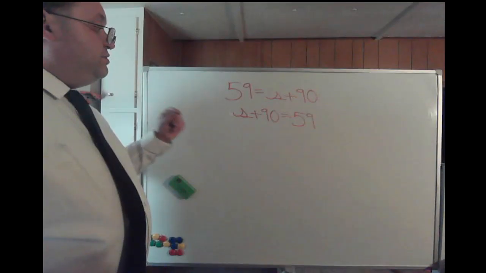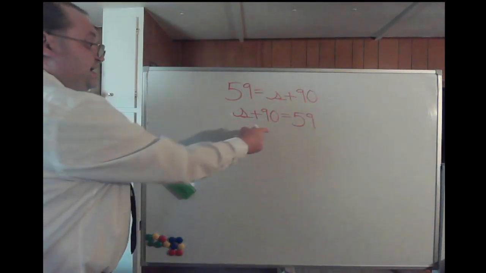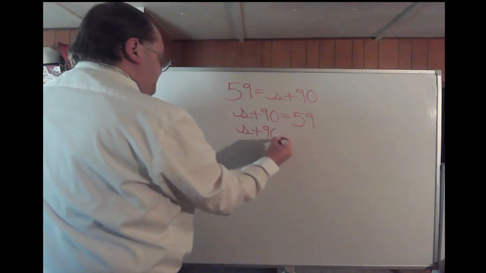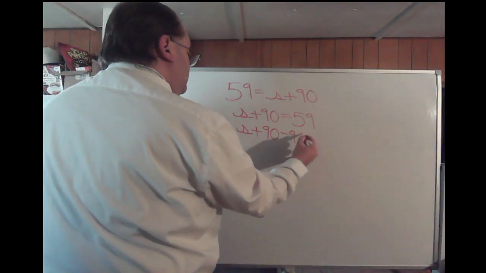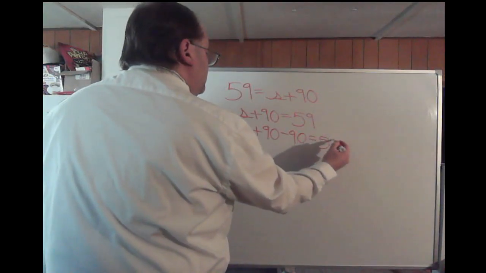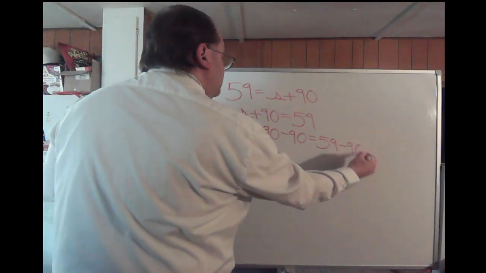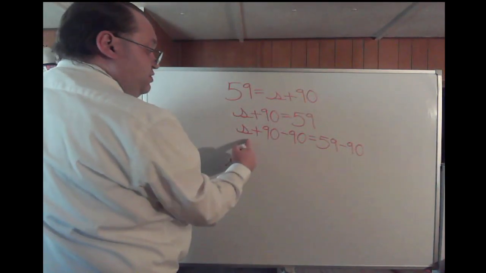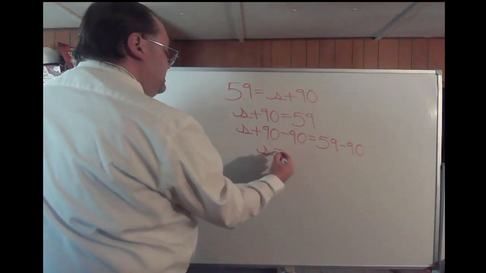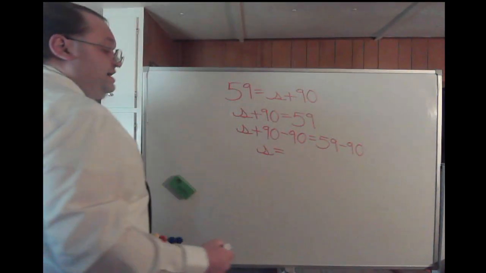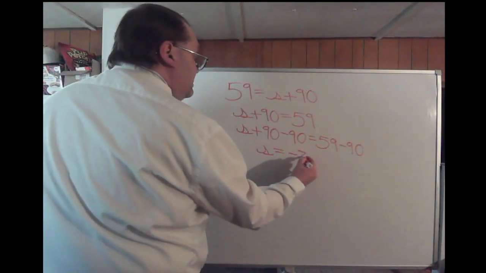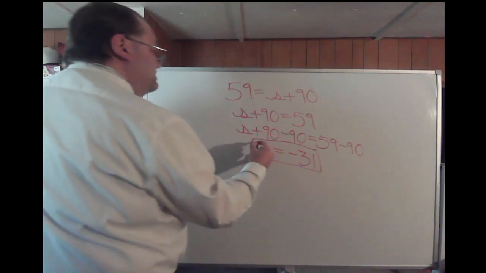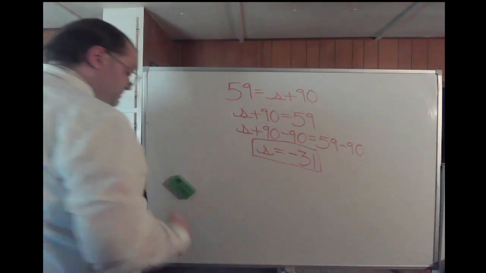What you can do now, you want to get s by itself, you have plus 90, so you need to minus 90. So you'll have s plus 90 minus 90 equals 59 minus 90. Since we subtract a 90 from the left side, we do it to the right side. So 90 minus 90 is 0, just leaving s by itself. So s would equal 59 minus 90, which turns out to be negative 31. So the answer to s is negative 31.